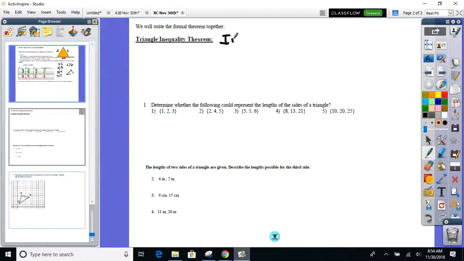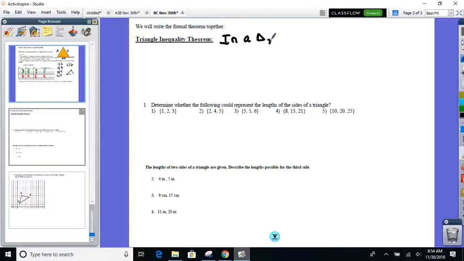In a triangle, the sum of two sides is greater than the third. So that goes right along with the biggest side across from the biggest angle yesterday. All right, let's just go through. Let's use it now. Let's use this theorem.